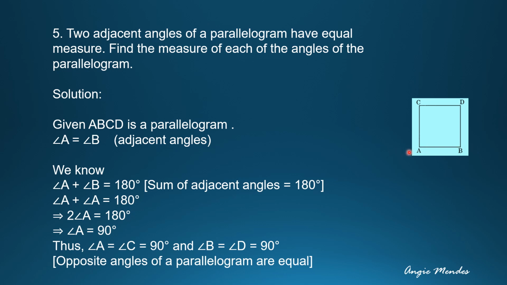Now we know that angle A plus angle B is equal to 180 degrees because these are adjacent angles and the sum of the adjacent angles is 180 degrees. Now since we are saying that angle A is equal to angle B, we can just take this as X and X, or we can just say it is angle A plus angle A is equal to 180 degrees. So twice angle A is giving us 180 degrees. So when we divide this, we'll keep angle A on one side and divide 180 by 2, and we get angle A as 90 degrees.